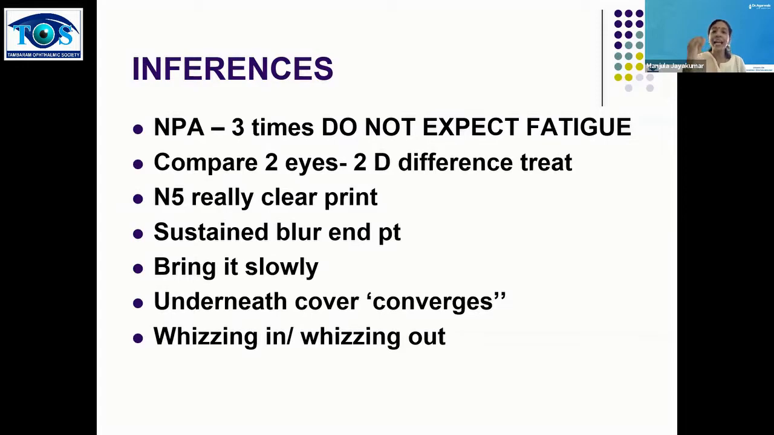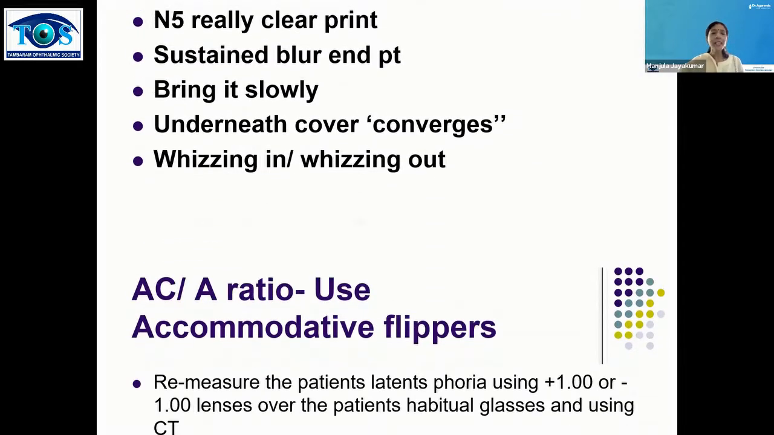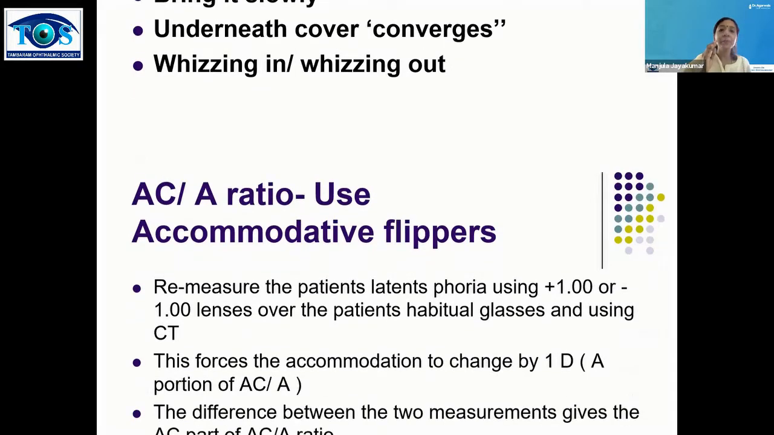You have to give time to accommodate, and observe the eye under the cover when you're doing NPA monocularly. Is that eye converging? If that eye isn't, that means there is a strain. The patient is using an accommodative strain. That is why it's over-converging in the other eye. If the eye drifts out, that means the child has stopped converging and there is no longer any accommodation which is being exerted.